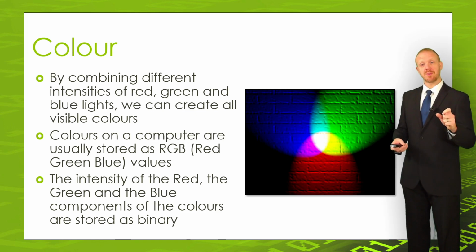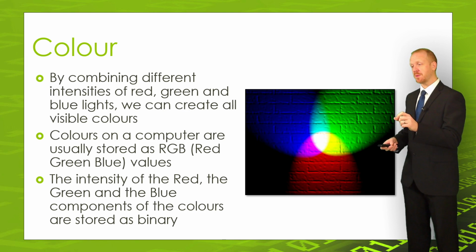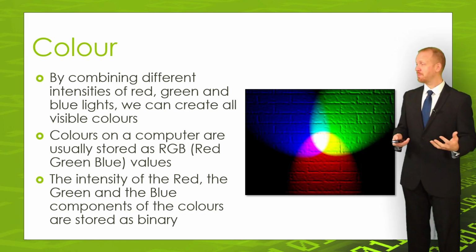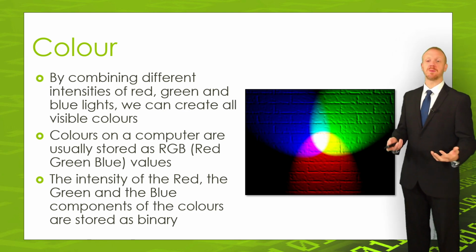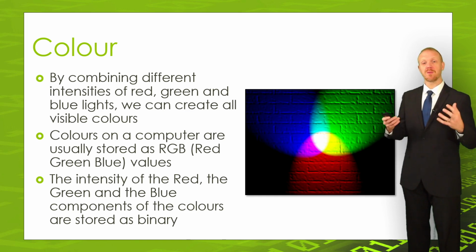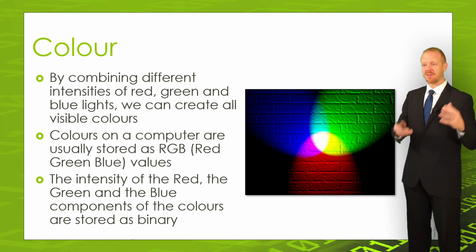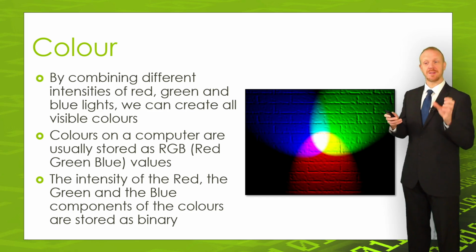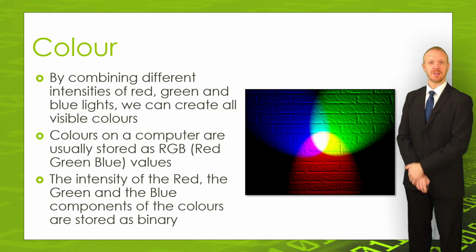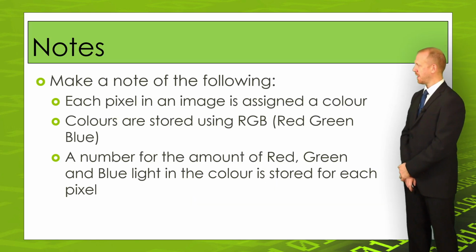We store a number to represent how much red there is, a number to represent how much green there is, and a number to represent how much blue there is for each pixel. And then those numbers are stored as binary, and there we go. We've managed to represent a colour using binary, using ones and zeros. And if each pixel has its own individual colour in order, now we've got an entire picture stored using binary.